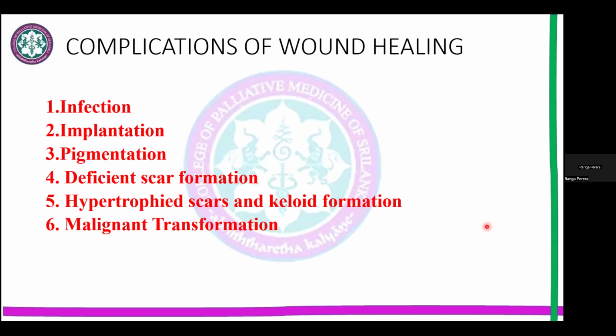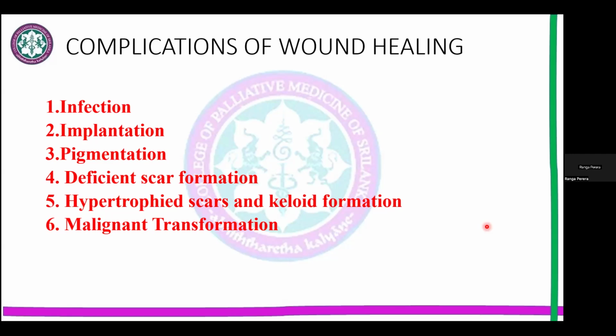Pigmentation. So a scar can get pigmented. Sometimes they get hyperpigmented, sometimes hypopigmented, depending on the amount of melanocytes coming onto the scar. Deficient scar formation: the scar is less than what it should be. Hypertrophied scar: maybe more scar than what is usually needed, but confined to the margin of the wound. And a scar can go into something called keloid formation, where the scar is overgrowing beyond the margin of the wound.